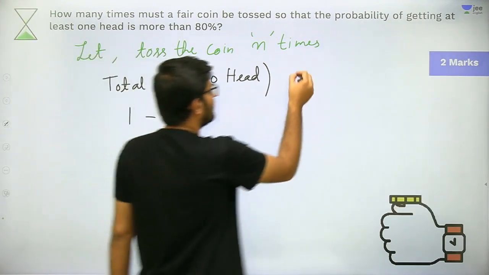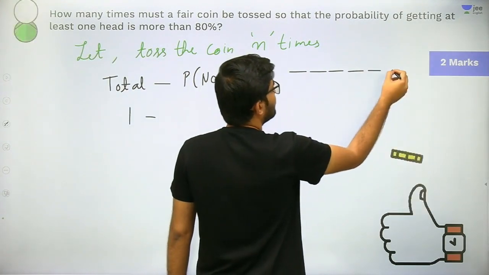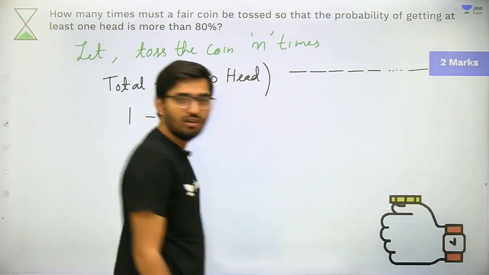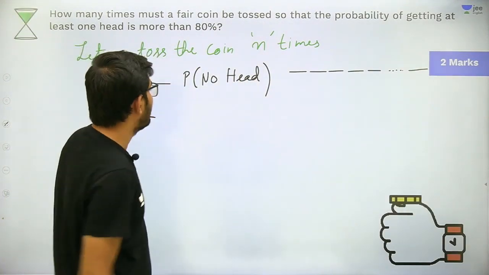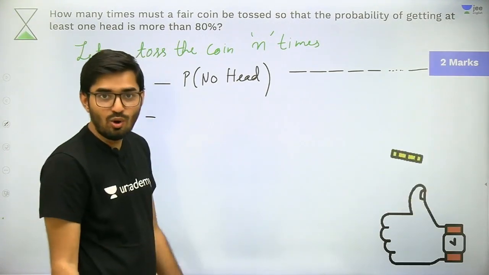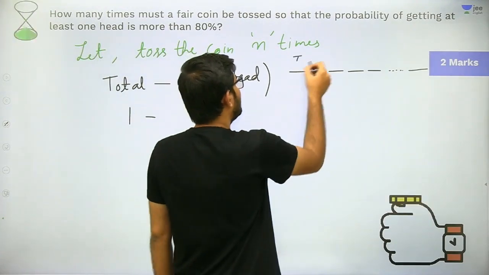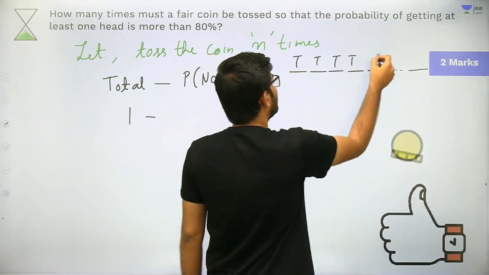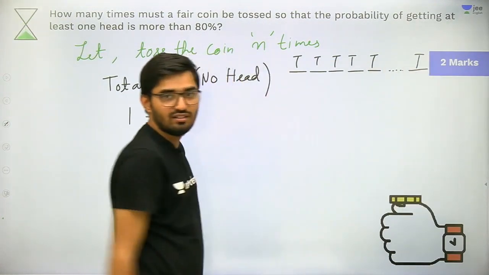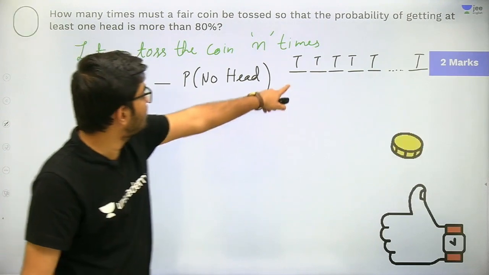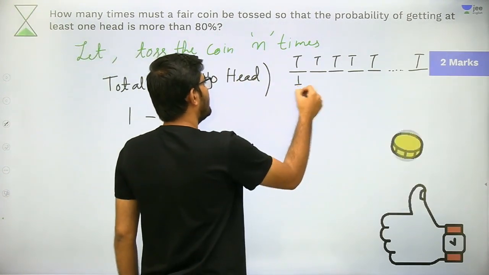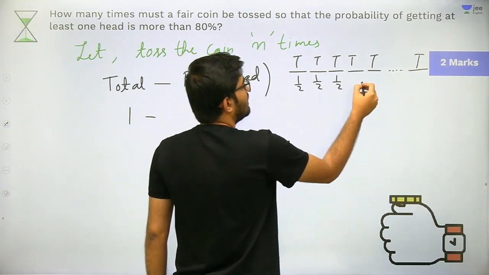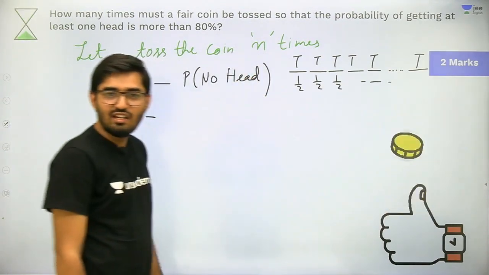So basically it's like this: 1, 2, 3, 4, 5, up to n number of times you are tossing the coin and you are not getting any head. No head means everything is tail. So here tail, here tail, here tail, everything is tail. If everything is tail, then since it is a fair coin, the probability of getting tail is 1 by 2. Here also 1 by 2, here also 1 by 2. How many times? n number of times.